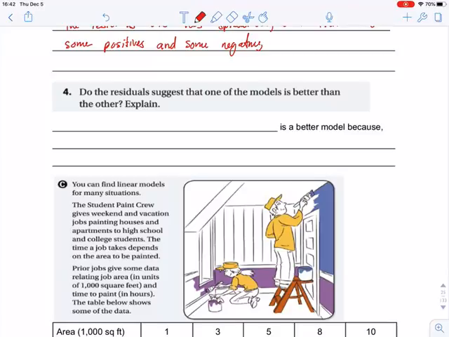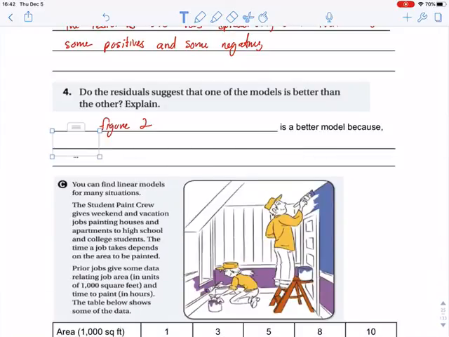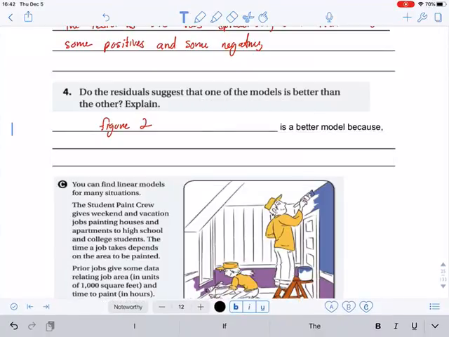Okay, so you've tried it, you've unpaused the video. Do the residuals suggest that one model is better than the other? And it says, is a better model. I think we can say figure 2 is a better model, and we can figure out why by what a lot of you already kind of figured, that some are positive and some are negative.